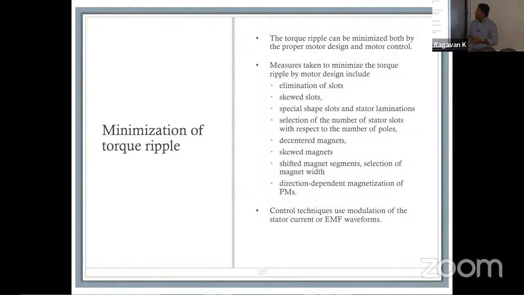So in terms of minimizing the torque ripple, primarily of our interest is minimizing it in terms of the motor design and control, which is where we normally start. Okay, and then measures taken to minimize would include things like elimination of slots. You skew the slots. For PM machines in particular, you will see, in induction machines mainly you'll see the copper bars are never straight, right? They're always at an angle. They're done also to reduce the torque ripple.